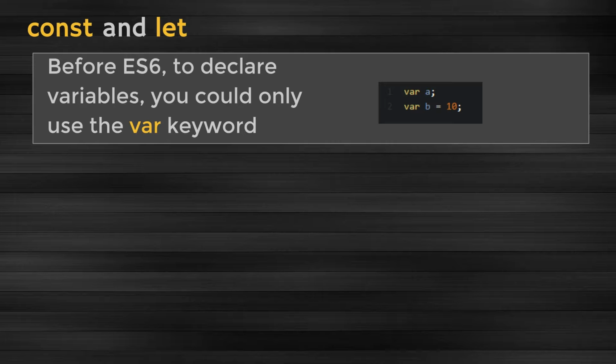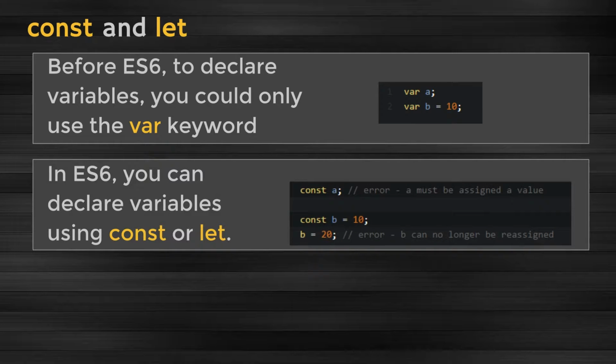In ES6 you now can declare variables using const or let. Const means constant, so when you declare it, you cannot say const a and leave it open like we have here with var, because it must have a value assigned to it. So this is correct, const b equal 10. But because it's a constant, you cannot reassign a different value to it. So I cannot say later on b equal 20. B can no longer be reassigned.